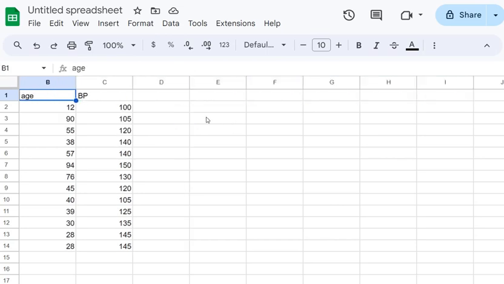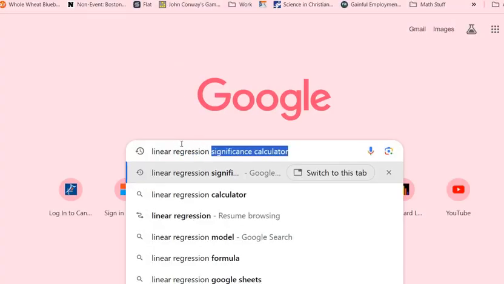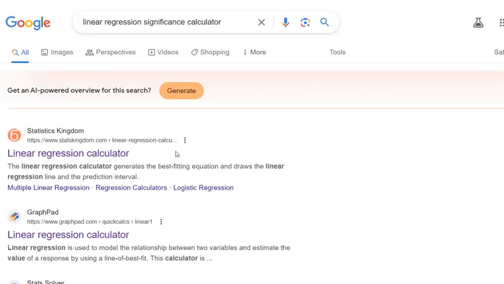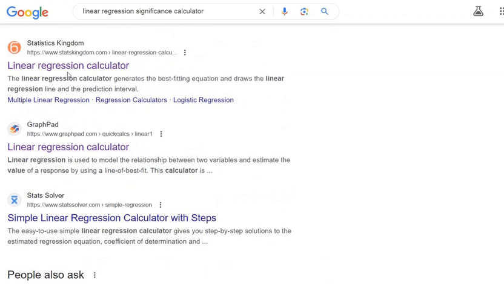So to get the p-value for that hypothesis test, we're going to go to a regression significance calculator. There's a bunch that pop up. This one I wasn't sure what some of the symbols they were referring to. They said beta, but beta could be the intercept or the slope.